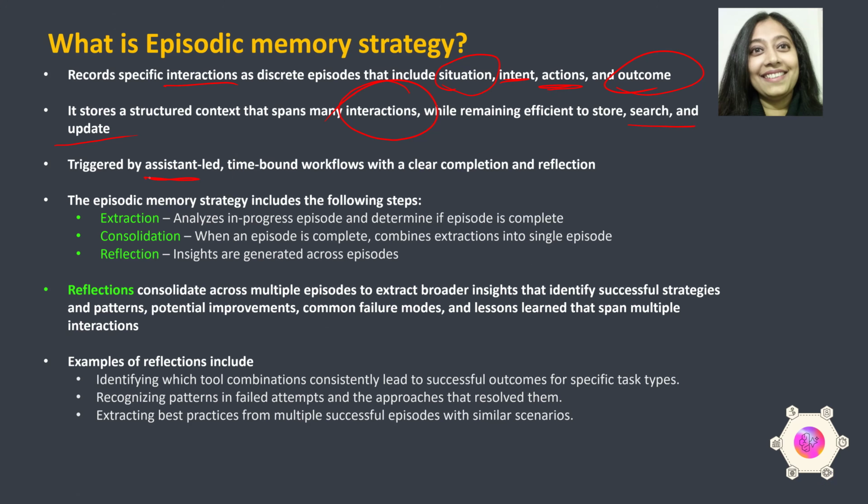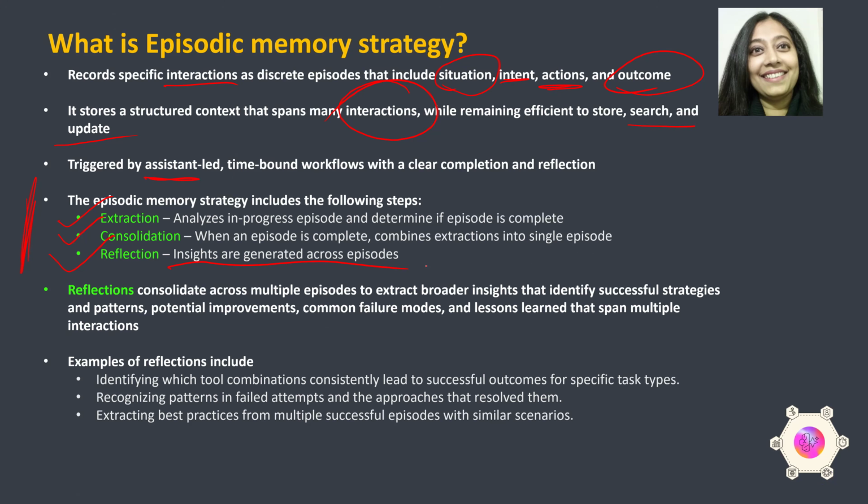So the episodic memory strategy includes the following steps, and you have seen some of these in the other memory strategies as well. First is extraction. It extracts and determines if the episode is complete. Then it consolidates when the episode is complete. That means it combines all the extractions into a single episode. And then finally, it reflects. Reflection is nothing but insights that are generated across the different episodes.